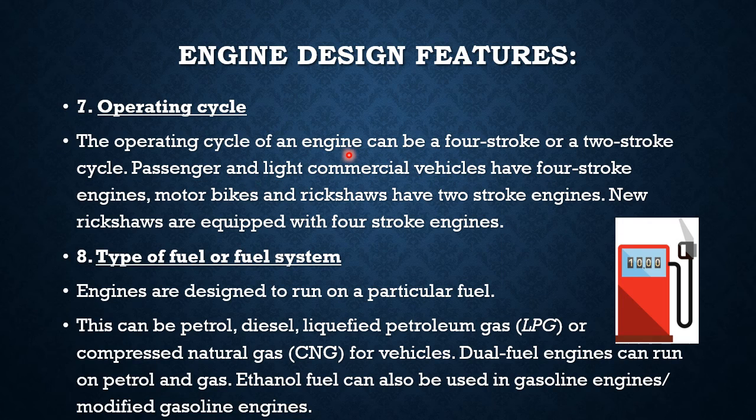The operating cycle of an engine can be a 4-stroke or a 2-stroke cycle. Nowadays, mostly 4-stroke passenger vehicles are used due to their economy and also less vibration. Type of fuel is another important parameter when selecting a car.